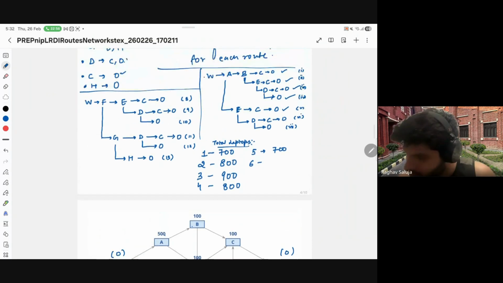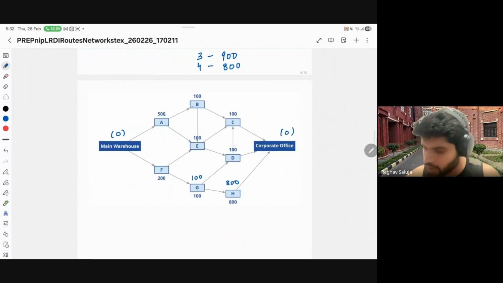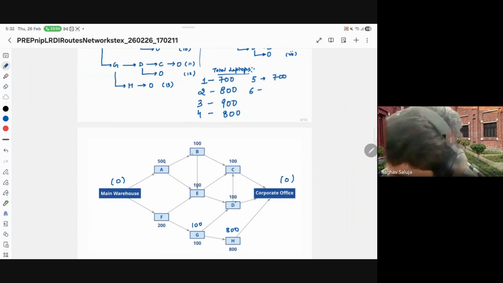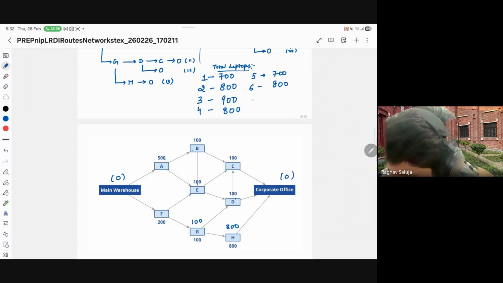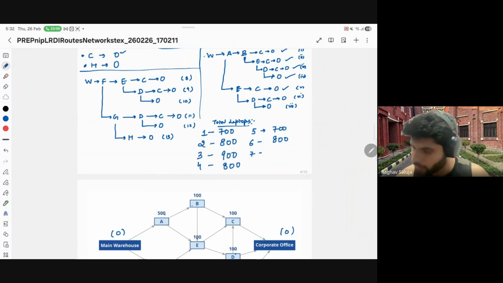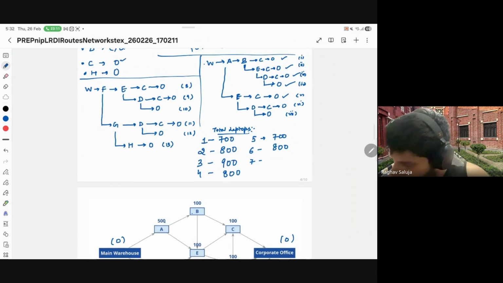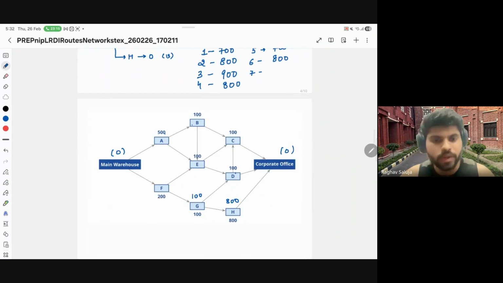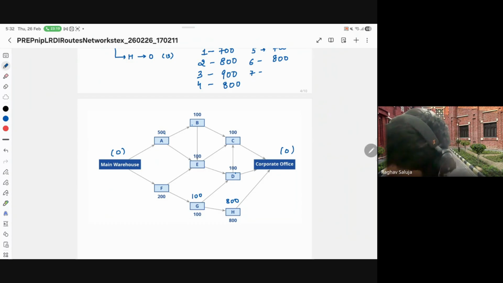Sixth, A plus E plus D plus C. A, E, D, C, 800. Seventh, AED. It is simple AED. Seventh is AED. AED is what? AED, 700.